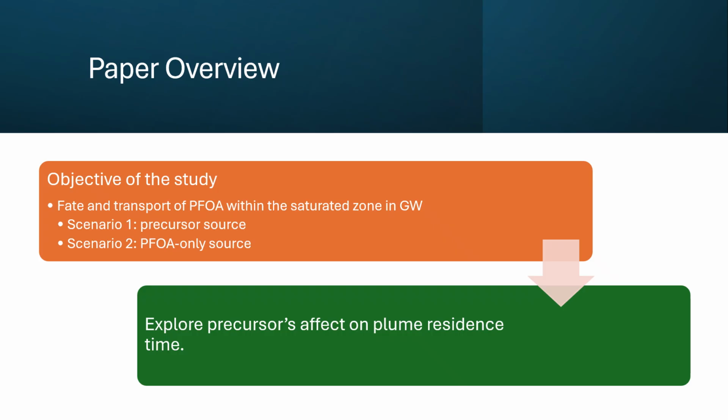Within the second scenario, they modeled a plume with only PFOA as the source. Only the first scenario takes transformation into consideration when going to PFOA. The transformation of PFOA was not modeled in this study. This means that they did not look into the breakdown of PFOA in either scenario. This study wants to look at the effects of the precursors on the plume's residence time and whether they could extend its duration by decades.